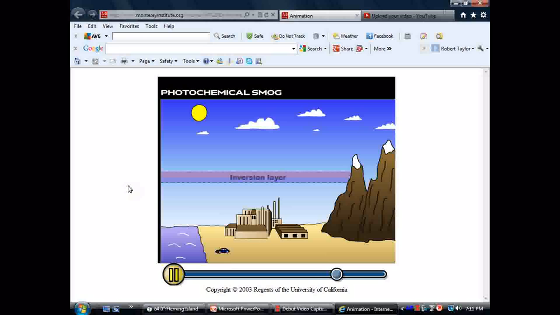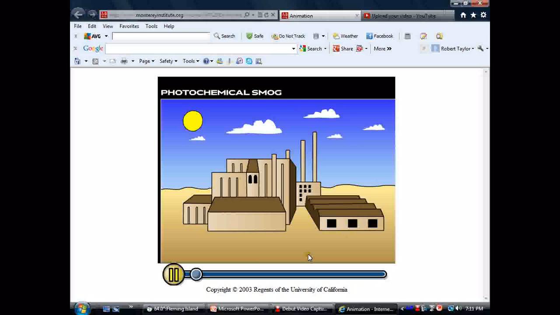Temperature in the inversion layer increases rather than decreases with altitude. This inversion layer acts as a cap, trapping the pollutants close to the surface. The result is a brown, hazy layer of photochemical smog. Mountains around an urban area can further aid in the trapping of pollutants.